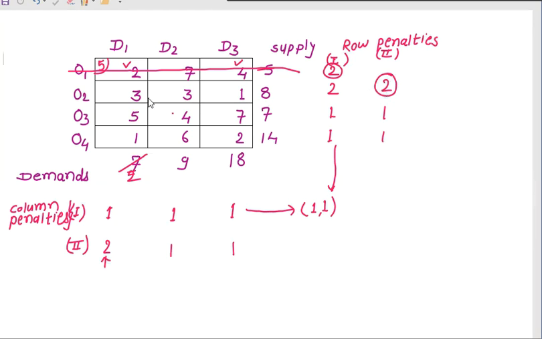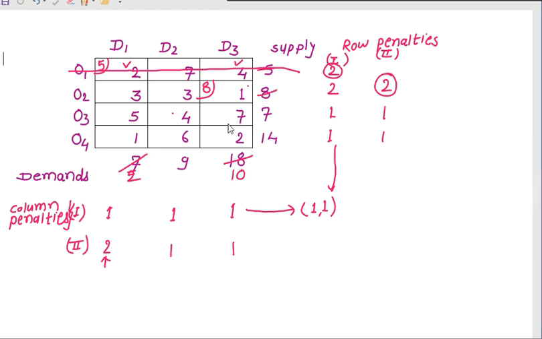In this second row, what is the cell with the lowest cost? So this is the cell with the lowest cost. So in this cell, we allocate the maximum possible quantity. So what is the requirement here? 18. What is the available quantity at the second factory? 8. So 8 units are available, 18 are required. So maximum we can transport 8 units from the second factory to D3. So out of 18, 8 units are transported. Now the requirement is for 10 units.